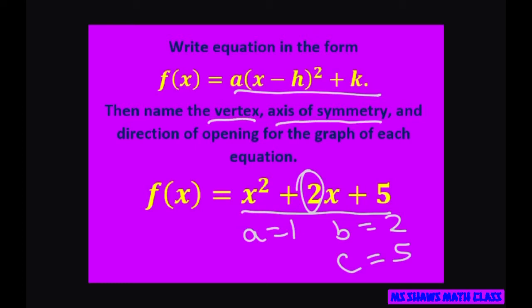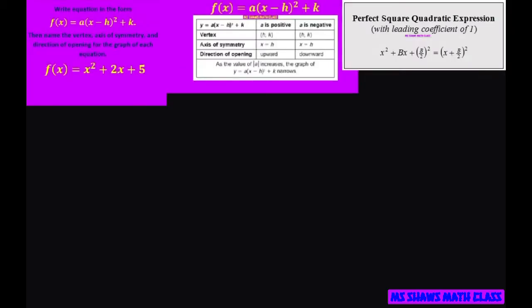axis of symmetry, and direction of opening. And I'm going to also sketch a graph as well. So let's get started. Complete the square. What I want to do is first write this with y equals x squared plus 2x plus 5.